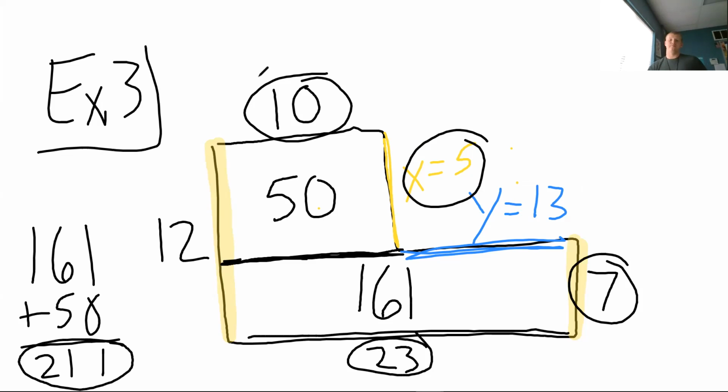Is there still a squared? No, because there's no units in there. If you put 211 squared, that's going to be a massive number because you're squaring 211.